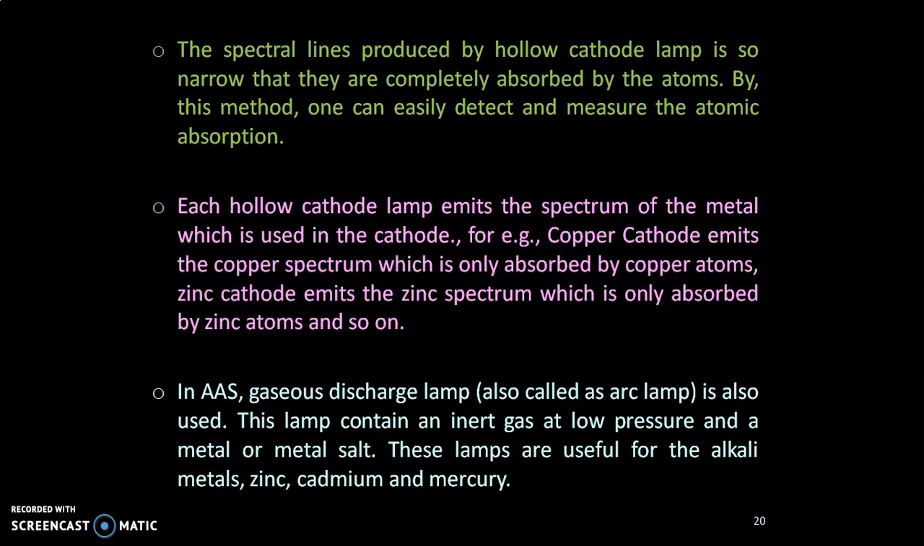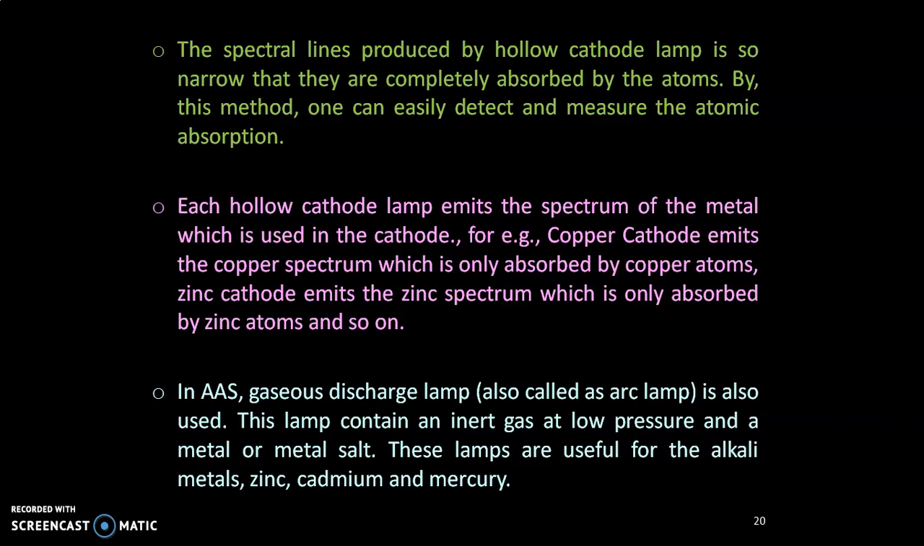The spectral lines produced by the hollow cathode lamp are so narrow that they are completely absorbed by the atom. By this method, one can easily detect and measure the atomic absorption. Each hollow cathode lamp emits the spectrum of the metal which is used in the cathode. For example, a copper cathode emits the copper spectrum which is only absorbed by copper atoms. A zinc cathode emits the zinc spectrum which is only absorbed by zinc atoms, and so on.